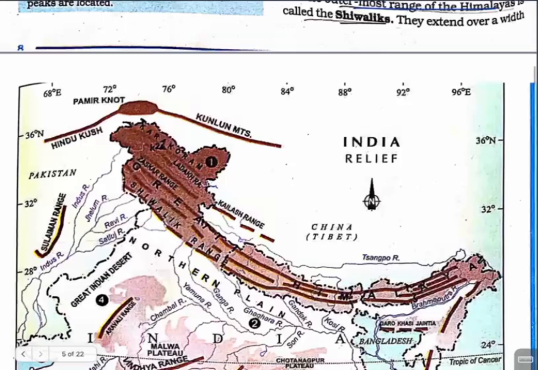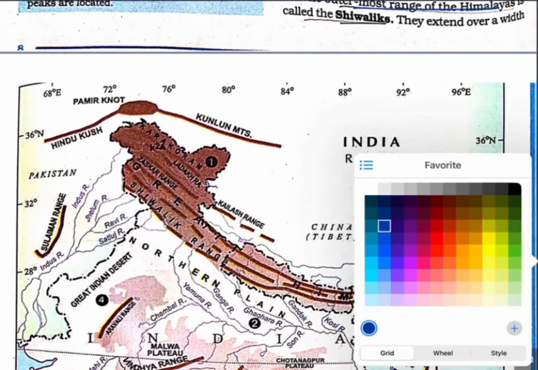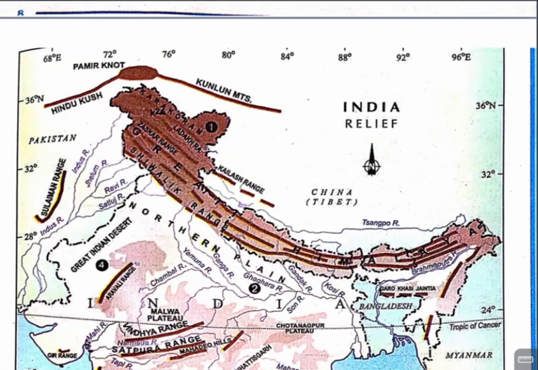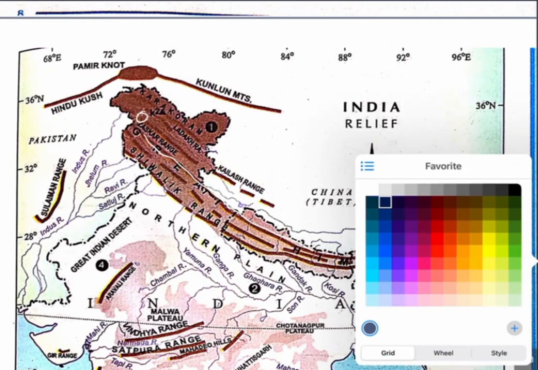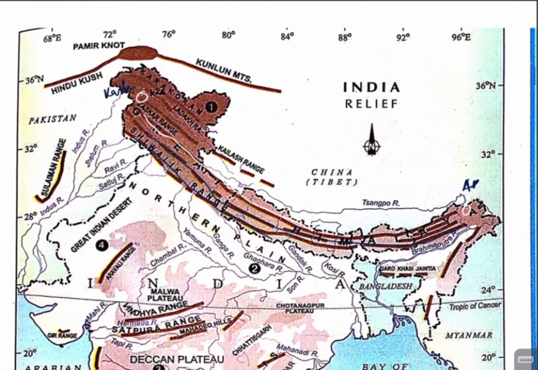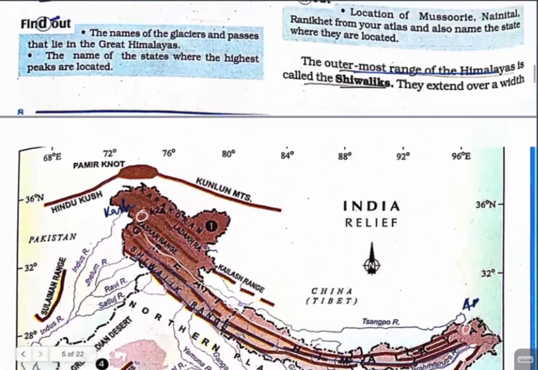If you look at the map, you will be able to see that this is the Greater Himalaya, which extends from Kashmir to the far eastern boundary of India, that is Arunachal Pradesh, and this is Kashmir. Then this is the Middle Himalaya, and this is the Lesser Himalaya, which is also called Shivalik, and there is a range called the Shivalik range.